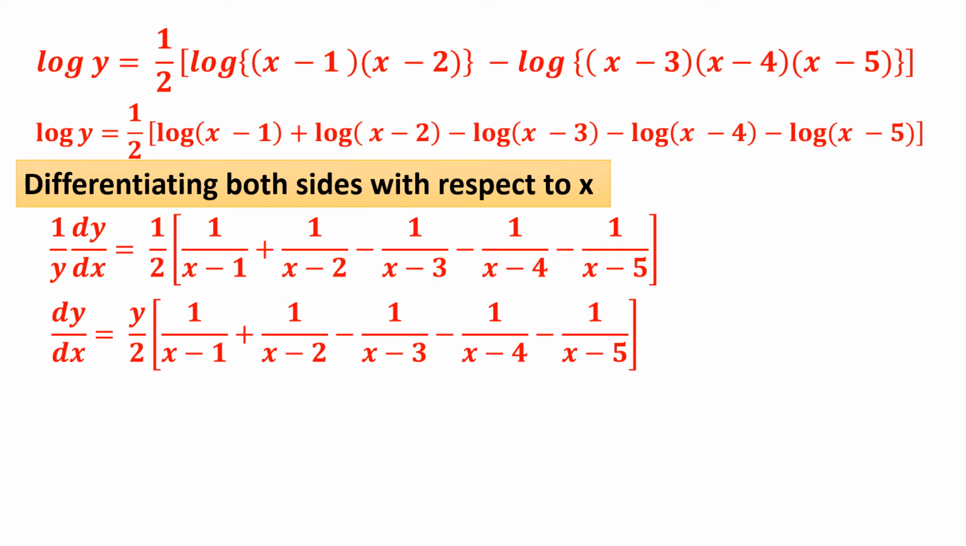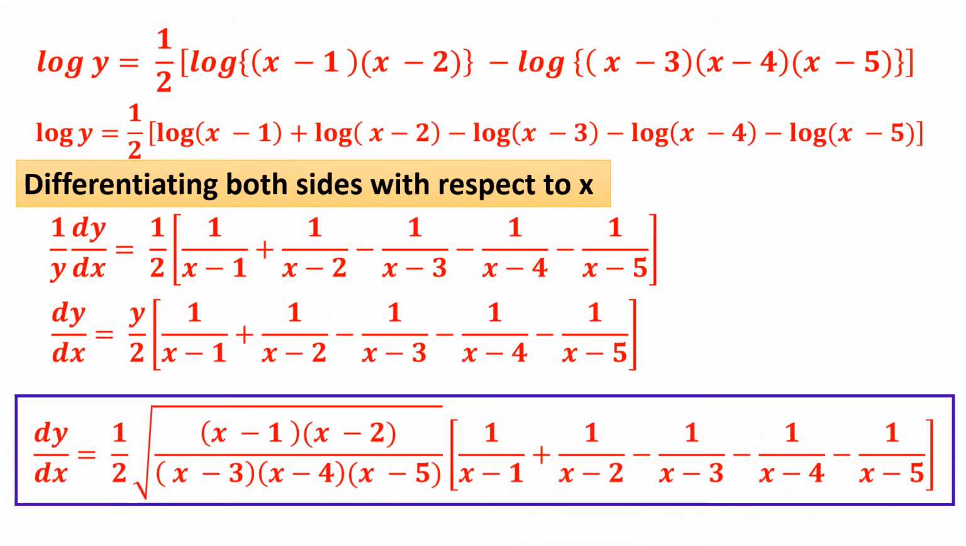Now you have to push that y to the right hand side. Now half into, the y is nothing but the square root of that, multiplied by this bracket. You can simplify it by taking LCM, but there is no need for it. It is being expressed as an explicit function directly. dy by dx is equal to half into square root of something multiplied by the derivatives. It is very simple.